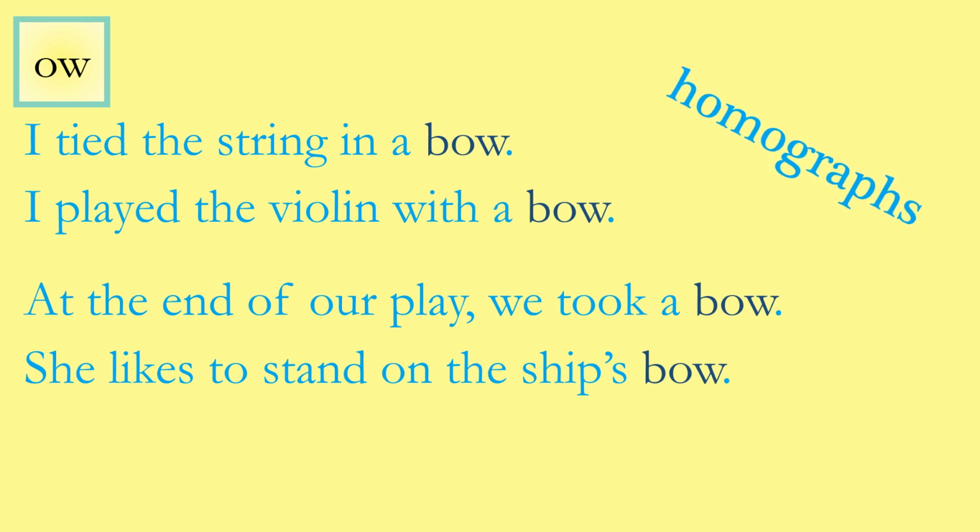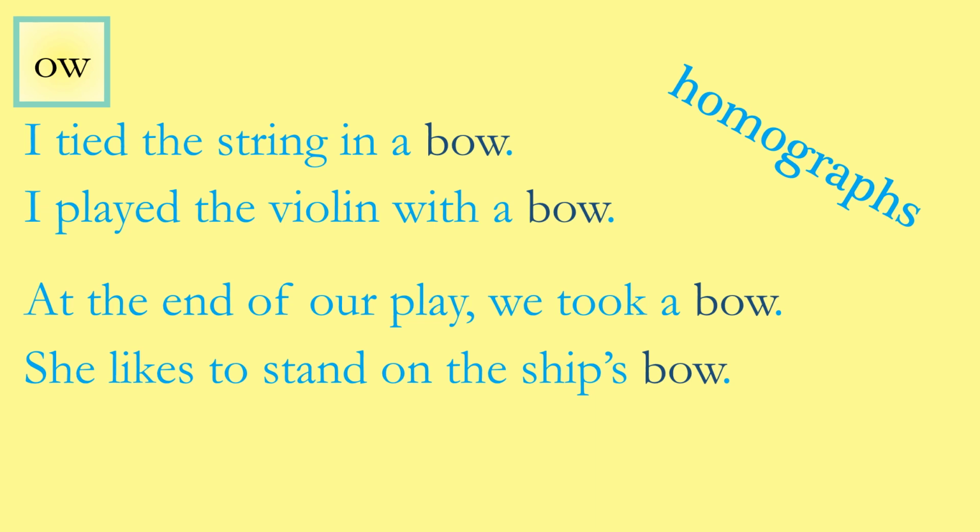So let's look at these sentences here. I tied the string in a bow. I played the violin with a bow. Oh, well, they're both bow, but the meaning is different. Okay, now at the bottom, at the end of our play, we took a bow. That would be kind of weird. How about we took a bow? And she likes to stand on the ship's bow. A ship's bow is the front part.